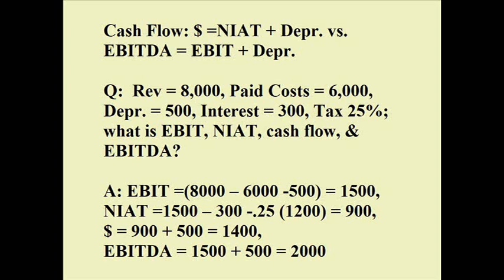For the cash flow, we take the net income after tax, we just figured it out, $900, add back the depreciation, $500, gives us $1,400. For the EBITDA, the front end of the business, if you will, we will take the EBIT of 1,500, add back the 500, gives us 2,000. Notice the difference between those two figures. The 1,400 and the 2,000 is 600. Where did that go? 300 went to the interest. The other 300 went to the taxes. So everything checks out.